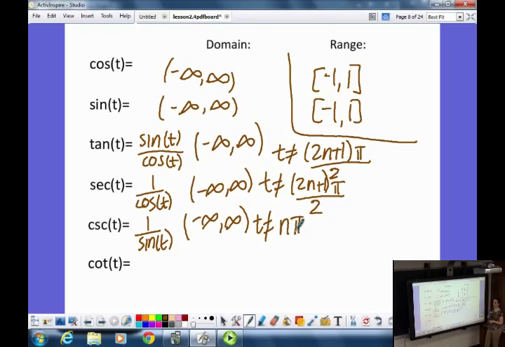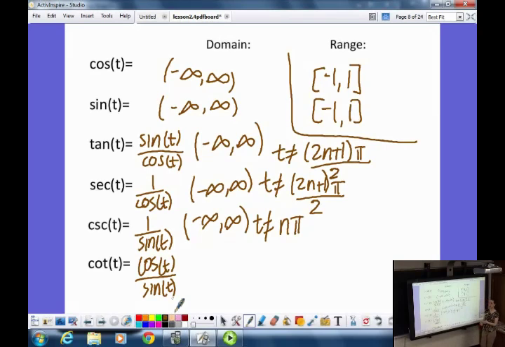Alright, what about cotangent of t? What's its ratio identity? Cosine of t over sine of t. Why? What other trig function is cotangent of t related to? Tangent. They're reciprocals, right. So if tangent of t is sine of t over cosine of t, cotangent of t is just switching the numerator and denominator to get cosine of t over sine of t for the unit circle.